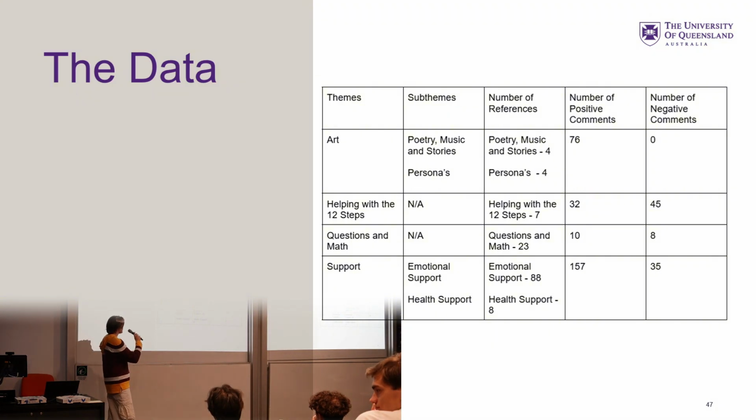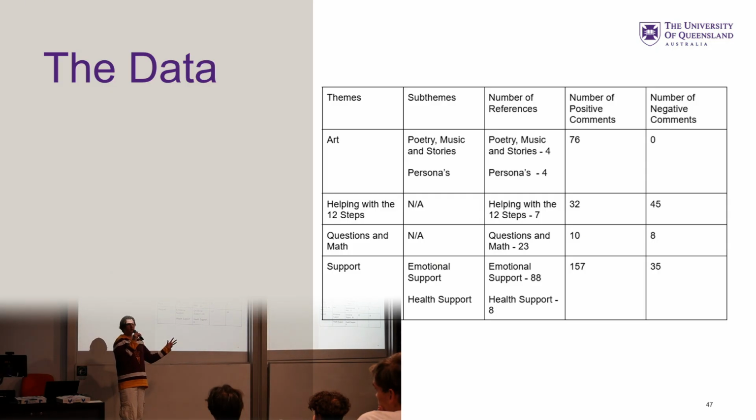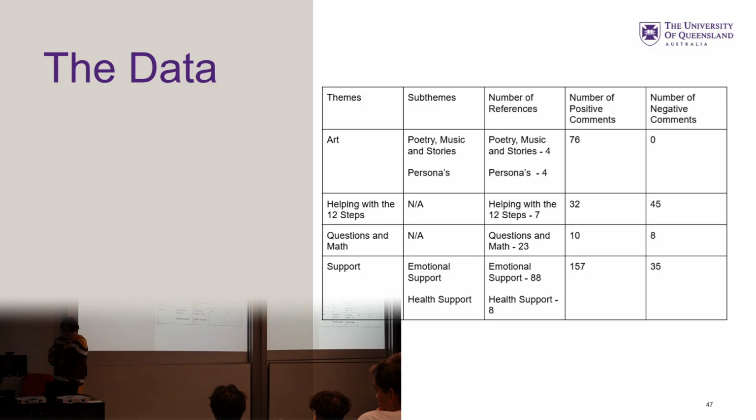The 12 Steps is actually one of our more interesting pieces of data because there are more negative comments than positive comments. I think that's what happens when you break tradition, people get a bit upset. Questions in math relates to people asking, how do I translate my drinking volume from one alcohol to another? I'll show a couple of examples in a second. And support. Decided to shorten this down a bit.